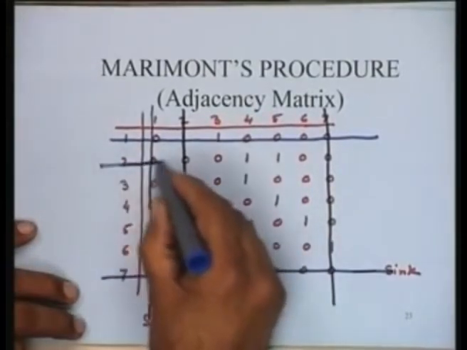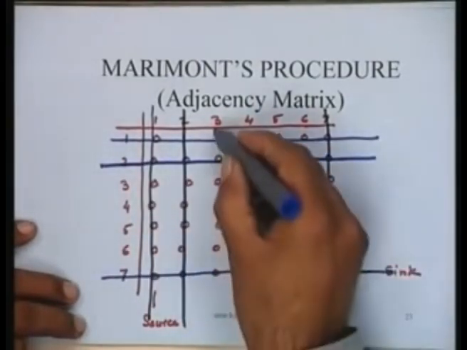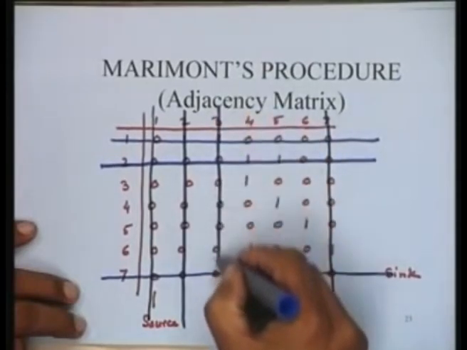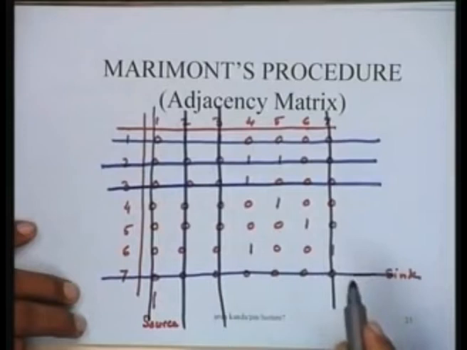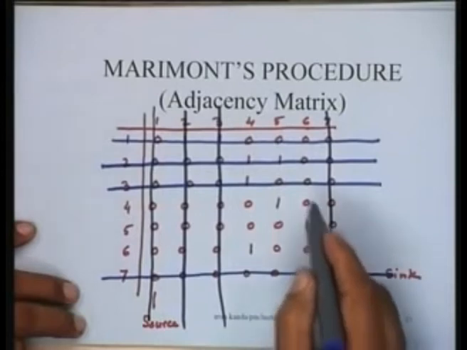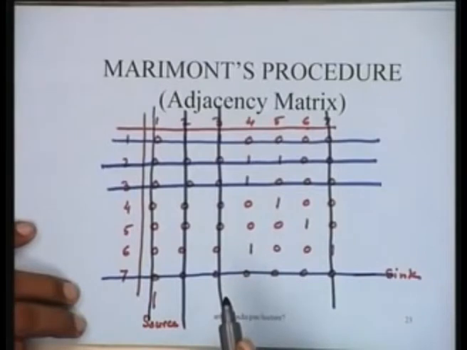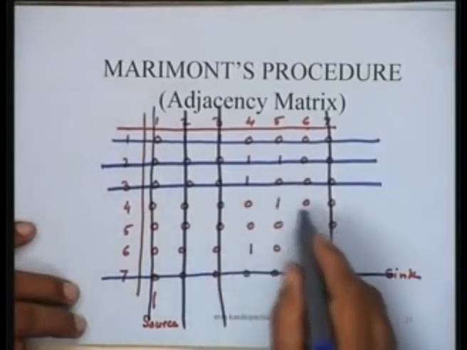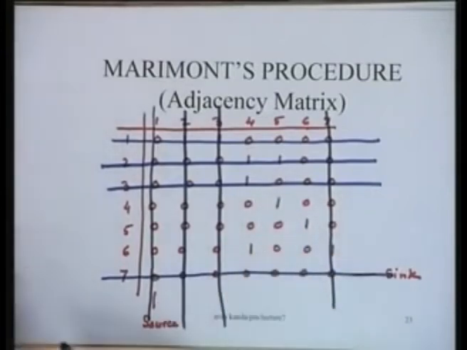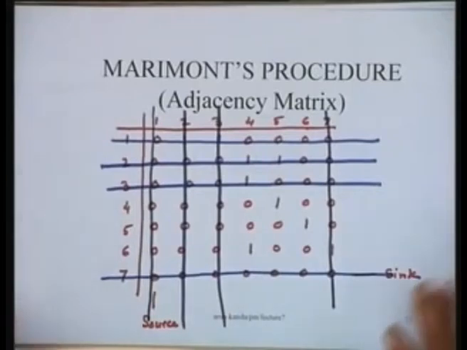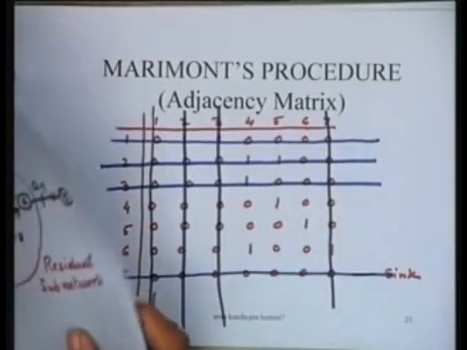So I delete node 2 and the corresponding column 2, and similarly I delete node 3 and the corresponding column 3 in this process. So I have been able to delete nodes 1, 2, 3 and 7, the corresponding rows and columns, and I am left with this residual submatrix. This submatrix does not contain any sources. So this is a residual submatrix. It shows an inconsistency. So the Marimont's procedure can be applied on the adjacency matrix as well, in the same manner that it can be applied for the whole graph.